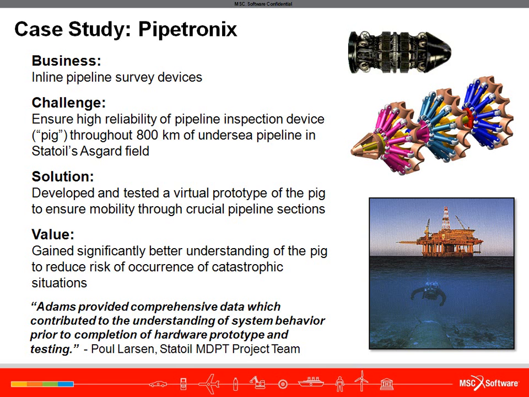Limited physical testing on short sections of pipeline, particularly turns and diameter changes, is the typical method for ensuring performance. Pipetronics pioneered the usage of simulation in this field when they developed and tested an Atoms model of the pig to ensure mobility through crucial pipeline sections. Important loading prediction of the pig could also be performed with such a model.